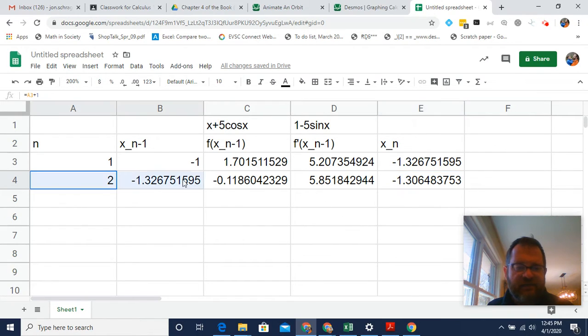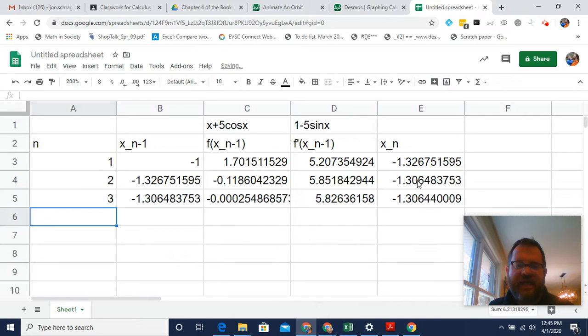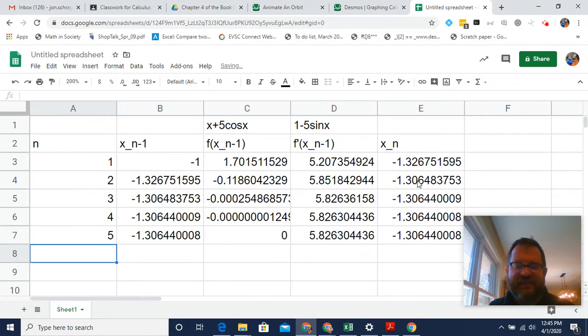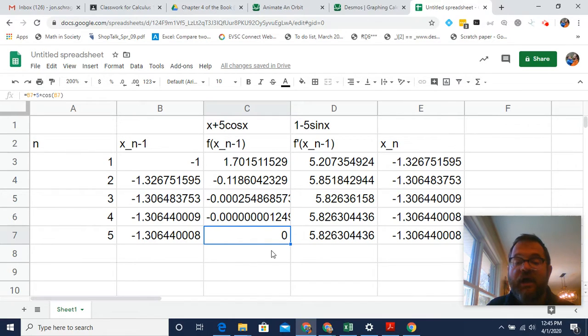And in fact, now we could probably just copy and paste this down, paste it again, and paste it again. And look what's happening here. We're getting closer and closer to negative 1.0644 or whatever as our solution here. And notice how f of those numbers gets closer and closer to 0. In fact, within rounding error, it's so close to 0 that it can't tell the difference, after only 5 iterations right there.